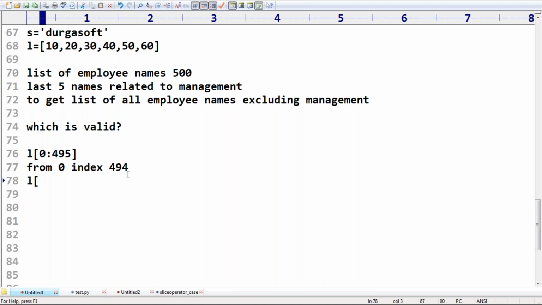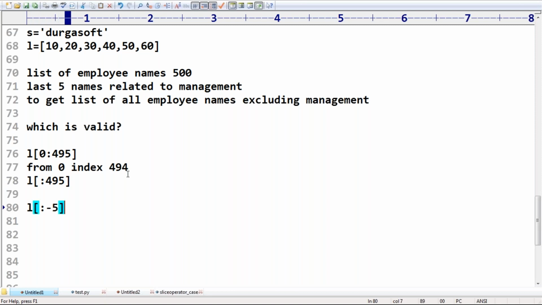Second option, they spell it out like this. Is it valid? L of colon 495. Is it valid? Yes, perfect, valid, sir.